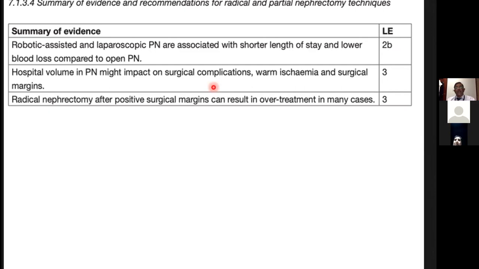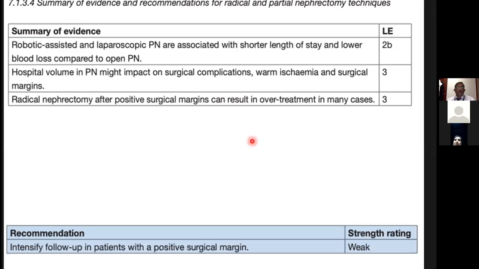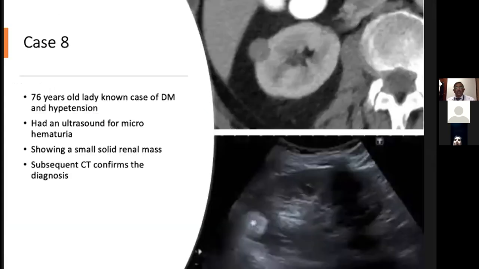Radical nephrectomy after positive surgical margin can result in overtreatment in many cases. So active surveillance is what is recommended for such situations. Intensify follow-up in patients with positive surgical margin, so do it more frequently and more extensively than you would have done otherwise. Barring that, you don't really need to do anything. If there is an alert, then treatment is indicated, but not immediate radical nephrectomy.